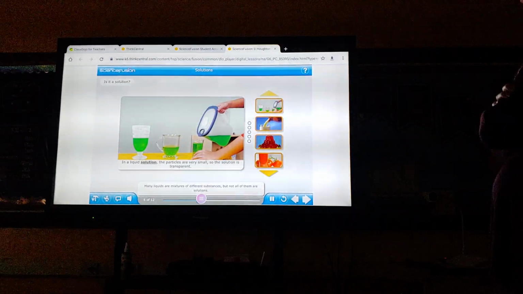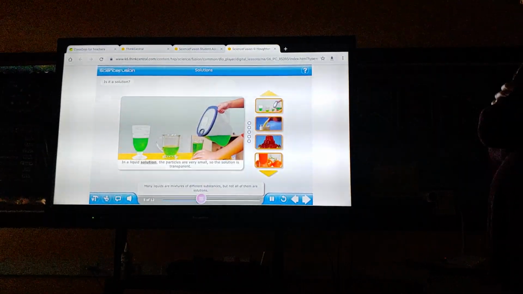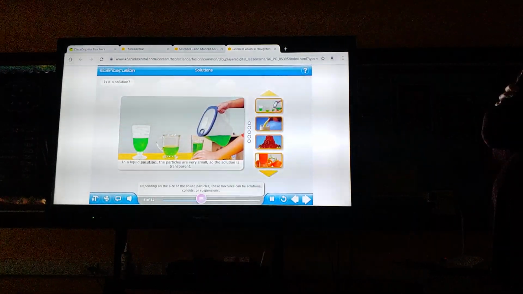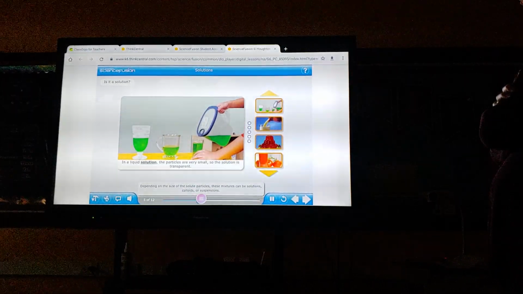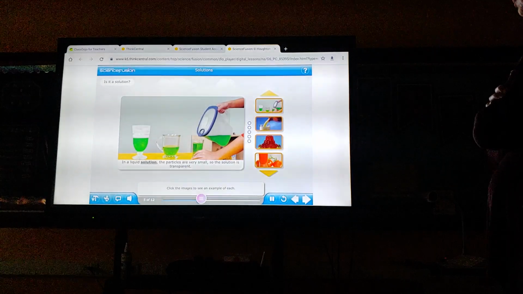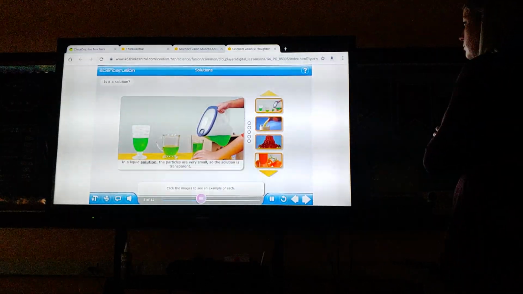Many liquids are mixtures of different substances, but not all of them are solutions. Depending on the size of the solute particles, these mixtures can be solutions, colloids, or suspensions. Click the images to see an example of each.